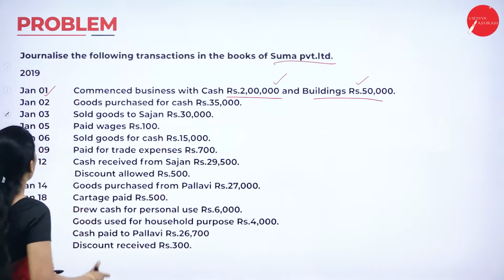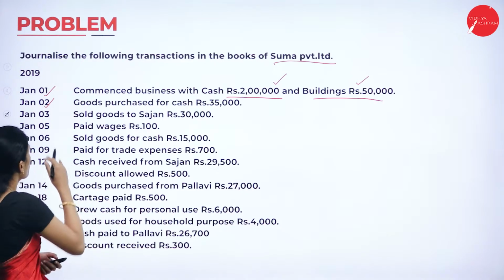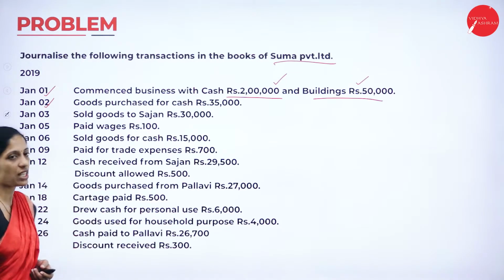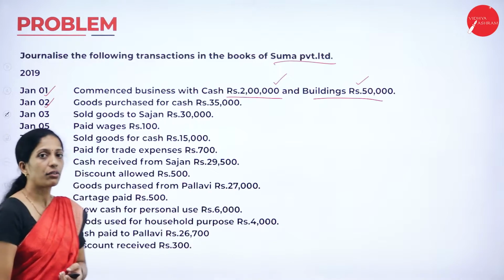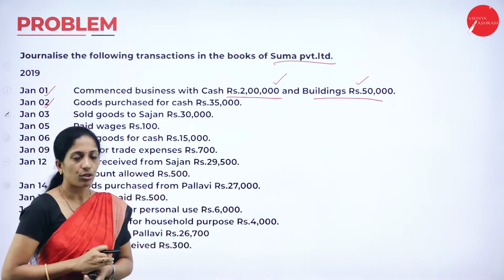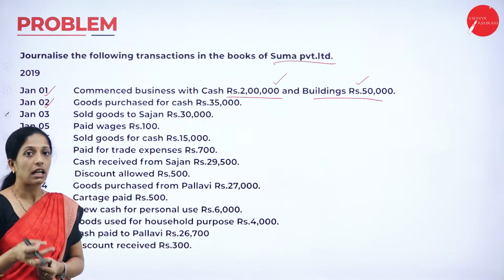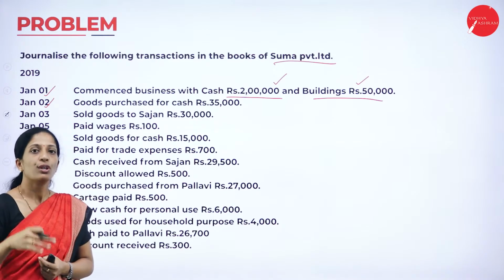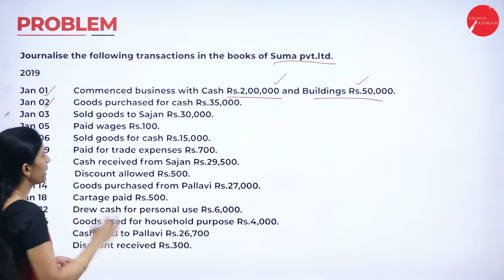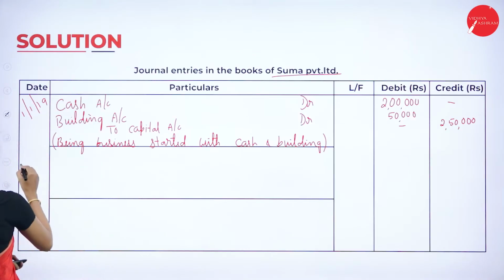Now come to the second one. Jan 2nd, 2/1/2019, goods purchased for cash. Now what is the journal entry? Purchase account debit to cash account because goods come to you. So debit purchase account, and cash goes from you to cash account. Okay, so purchase account debit to cash account.